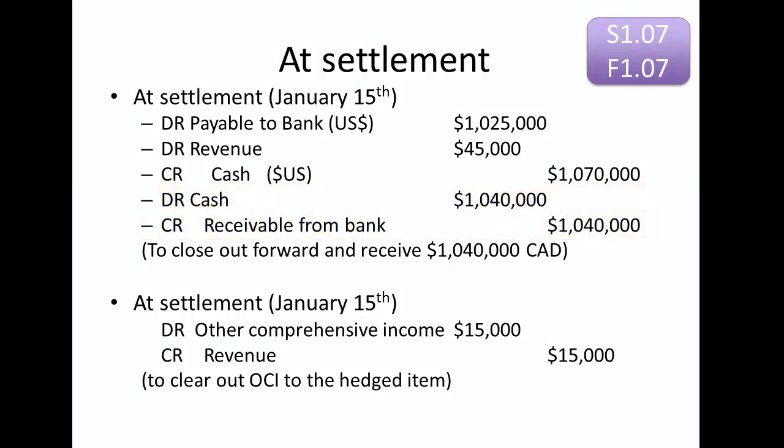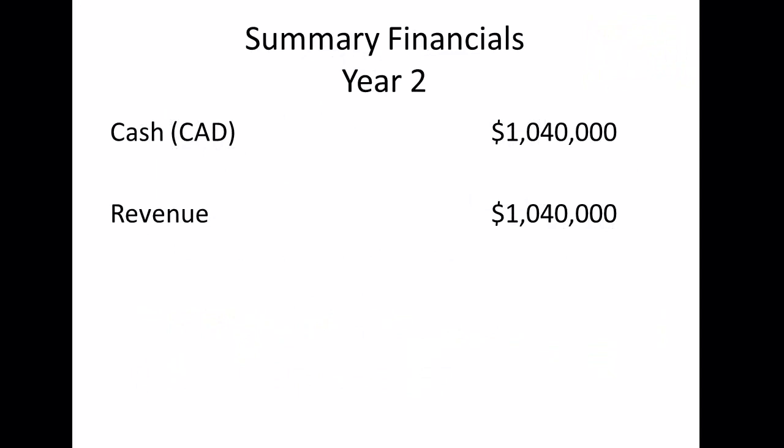which only leaves the matter of what to do with the balance that we parked in other comprehensive income at the year-end date. This balance needs to be removed from the accumulated other comprehensive income and brought into regular income by netting it against the revenue recorded. And voila! We've got a really clean looking set of statements with no sign that the hedge ever existed. And that, my friends, is a cash flow hedge.